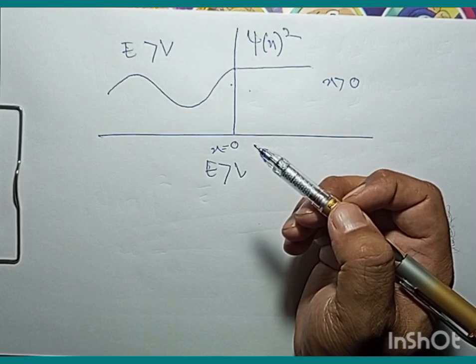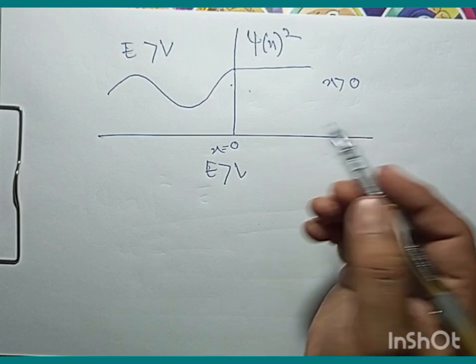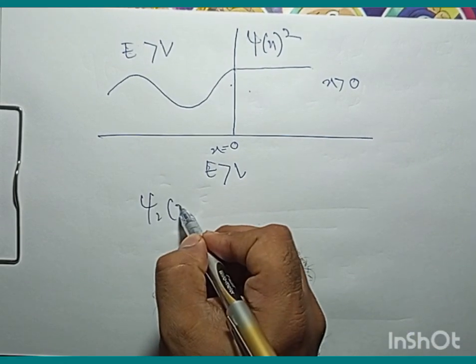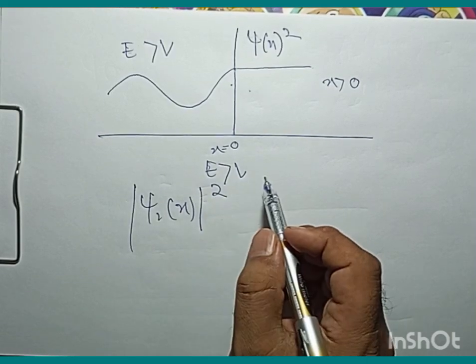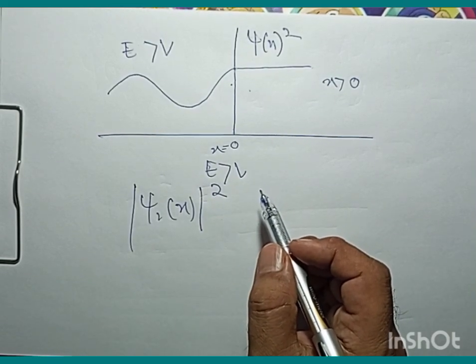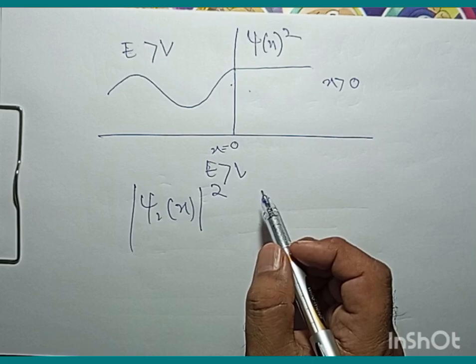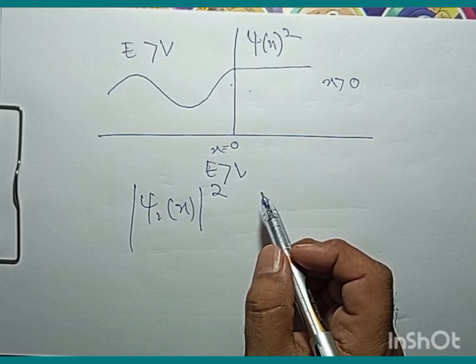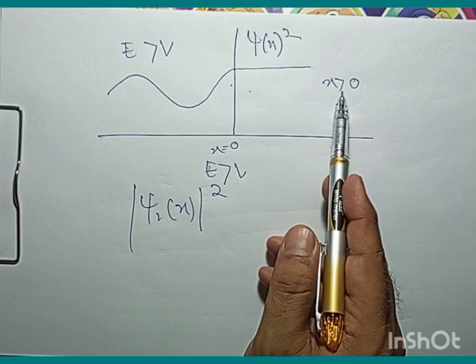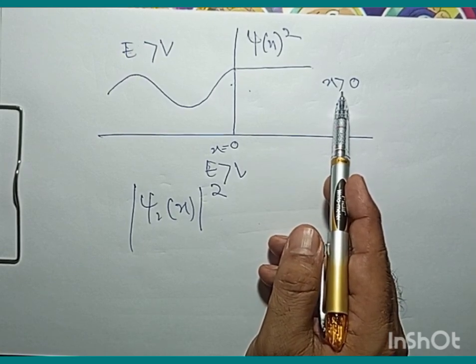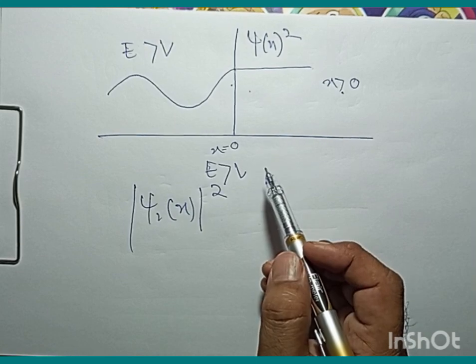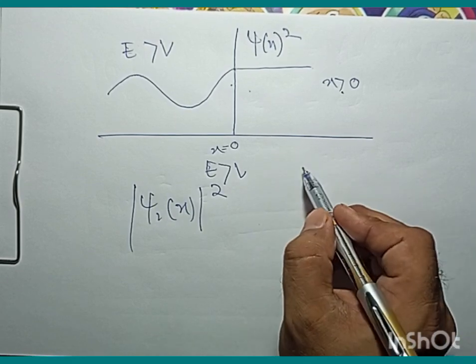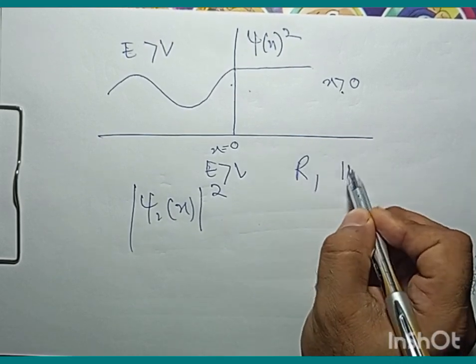talking about psi 2 of x, if we take the whole square of psi 2, we have this straight line for x greater than 0, and we can evaluate the reflection and transmission coefficients as R and T.